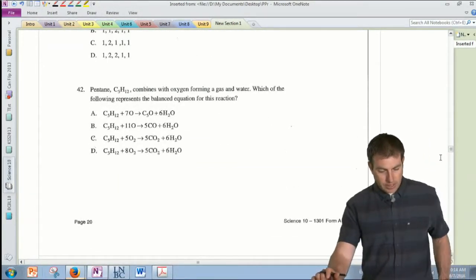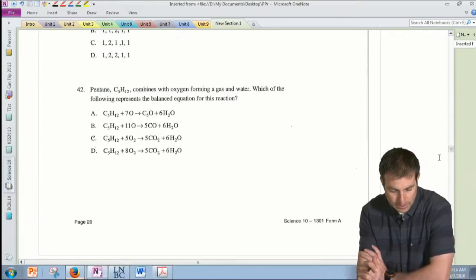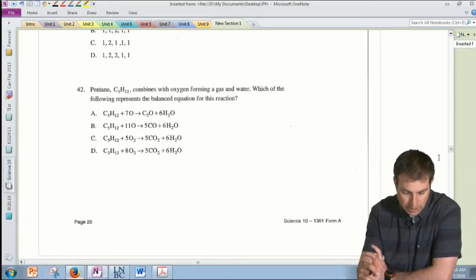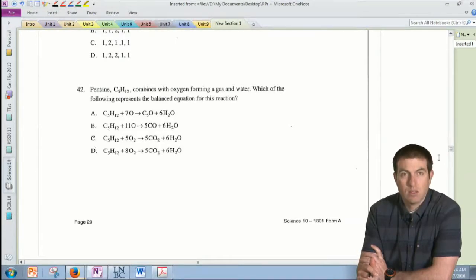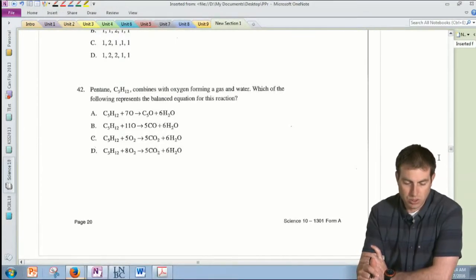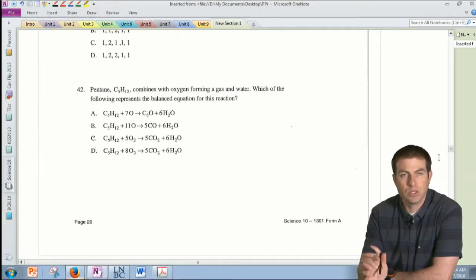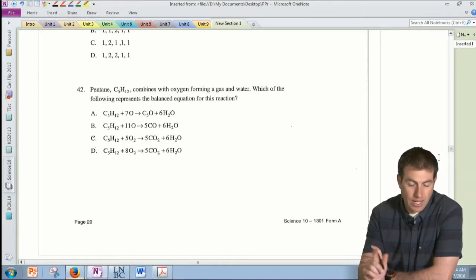Yeah, Abby. Pentane combines with oxygen forming a gas and water. Which of the following represents a balanced equation for this reaction? So just like the math provincial, there's always two that, if you knew a little bit about something, you could usually cancel out at least two of the answers.